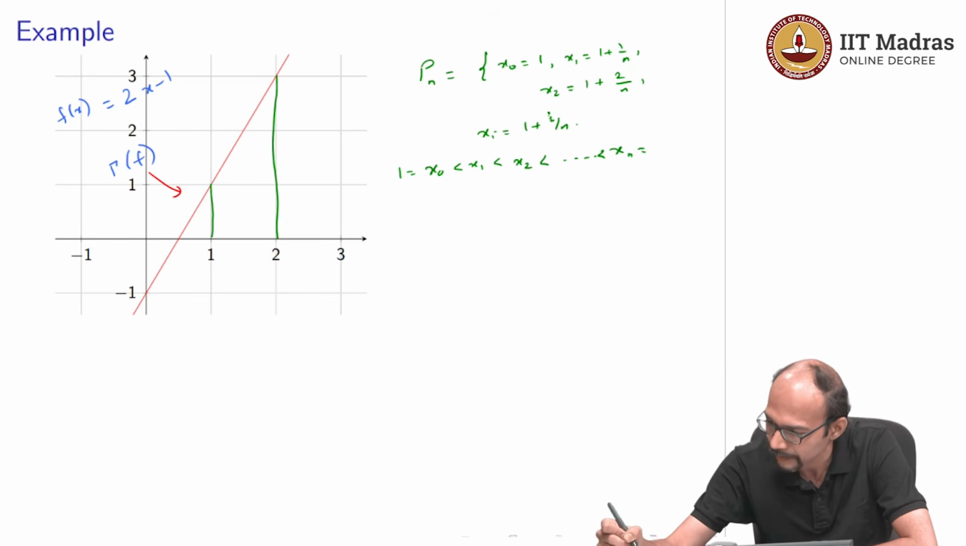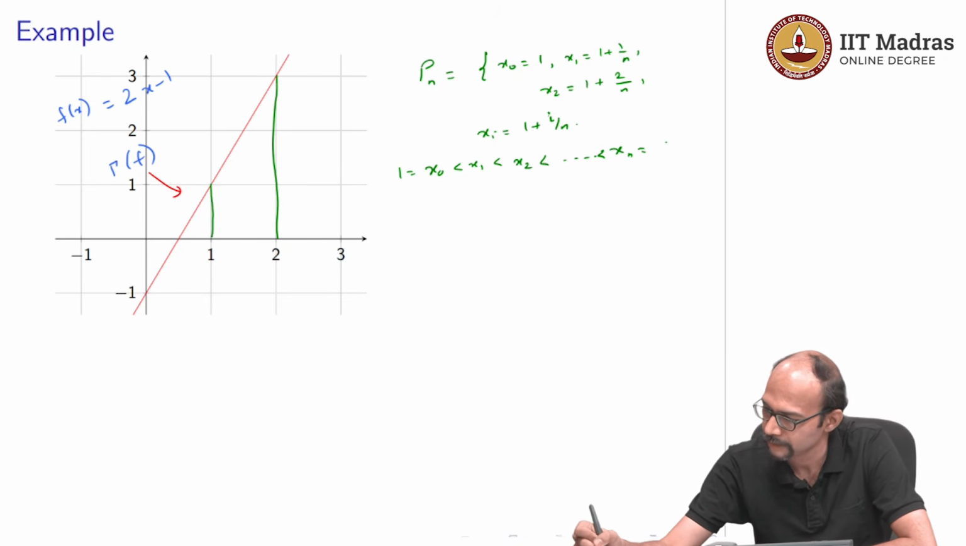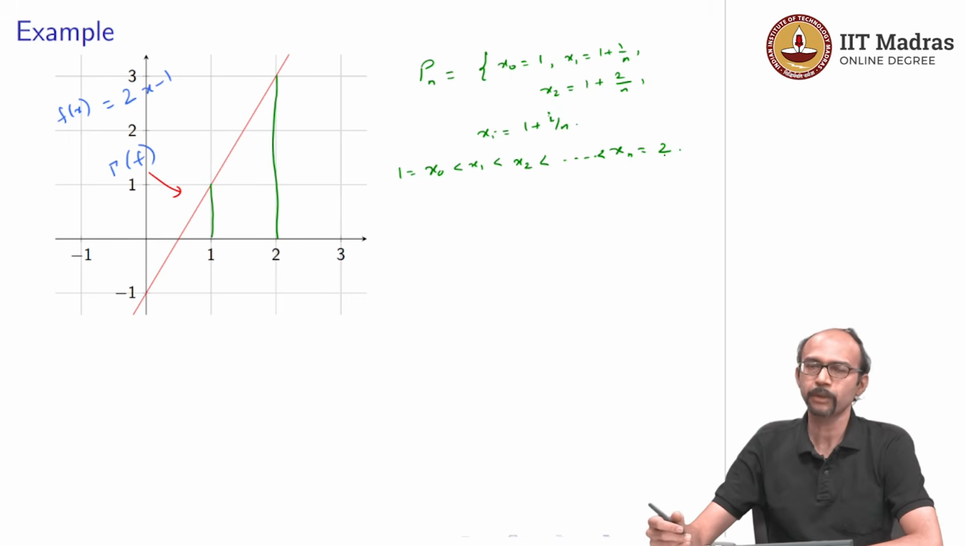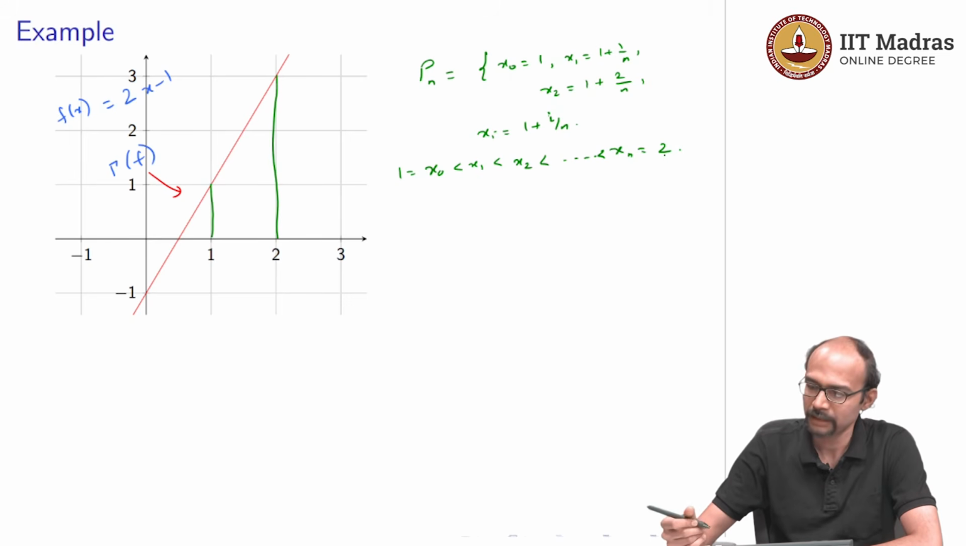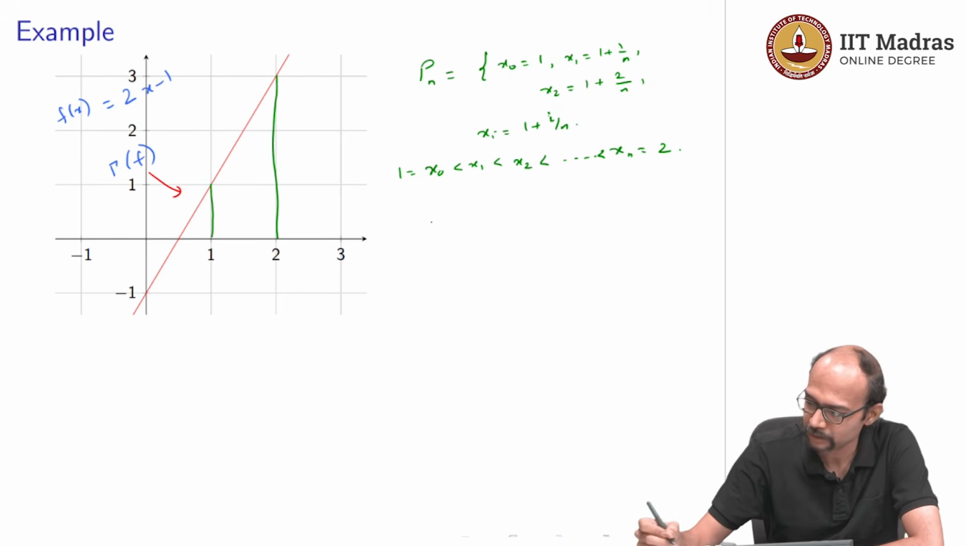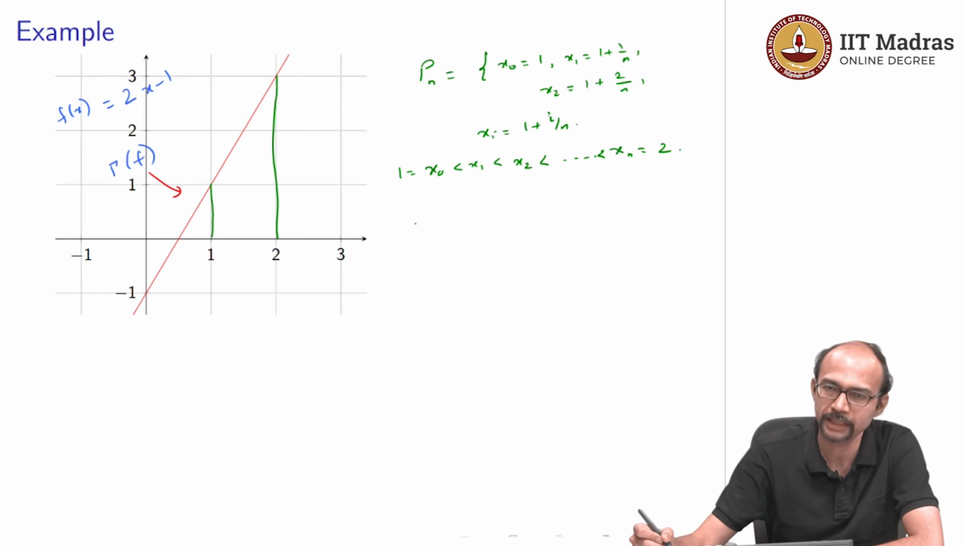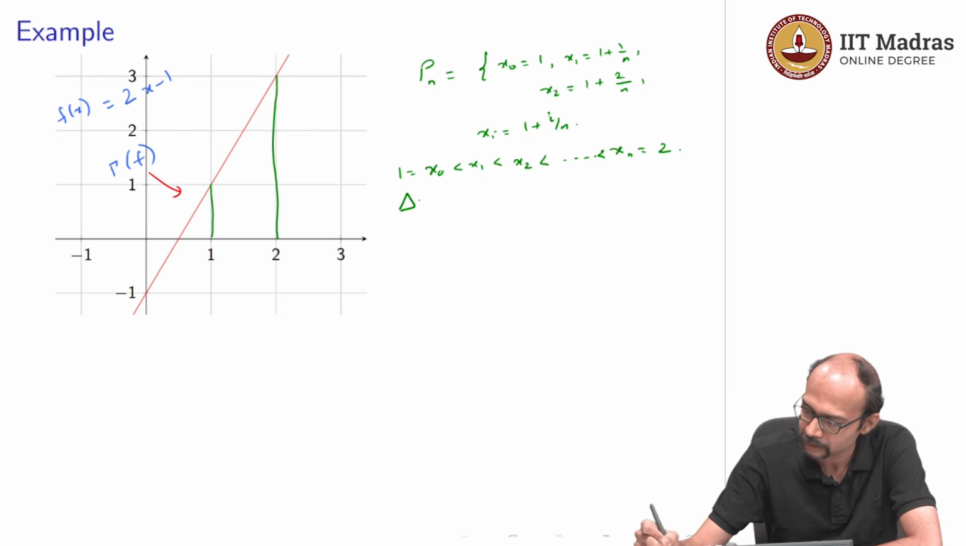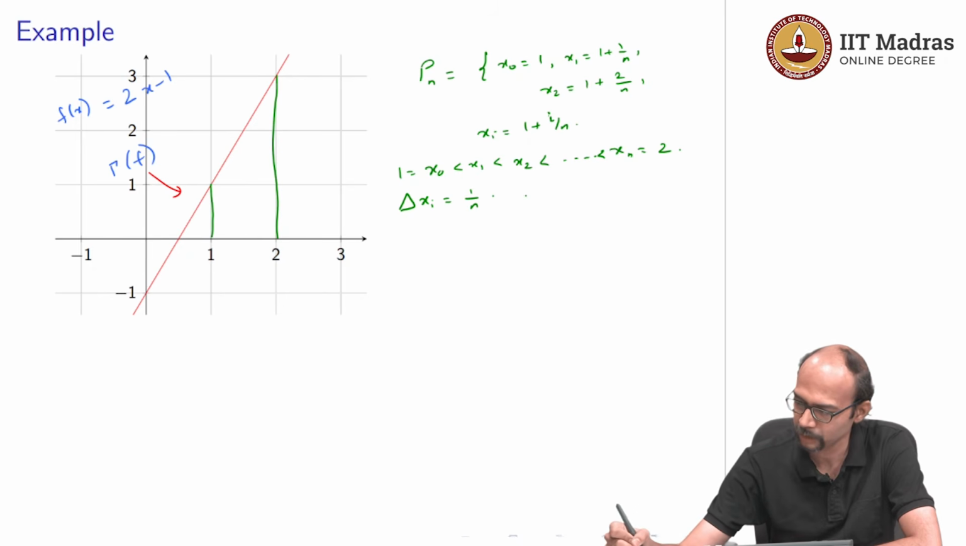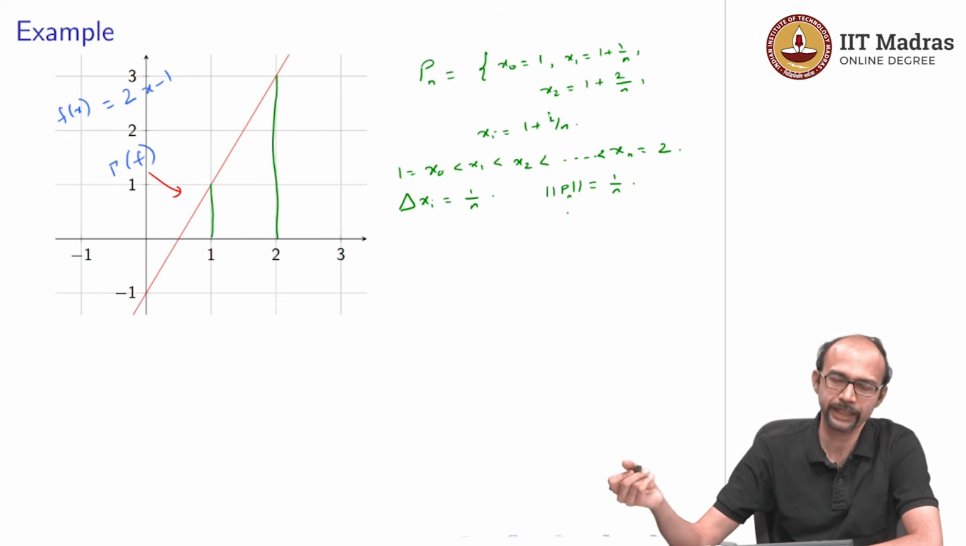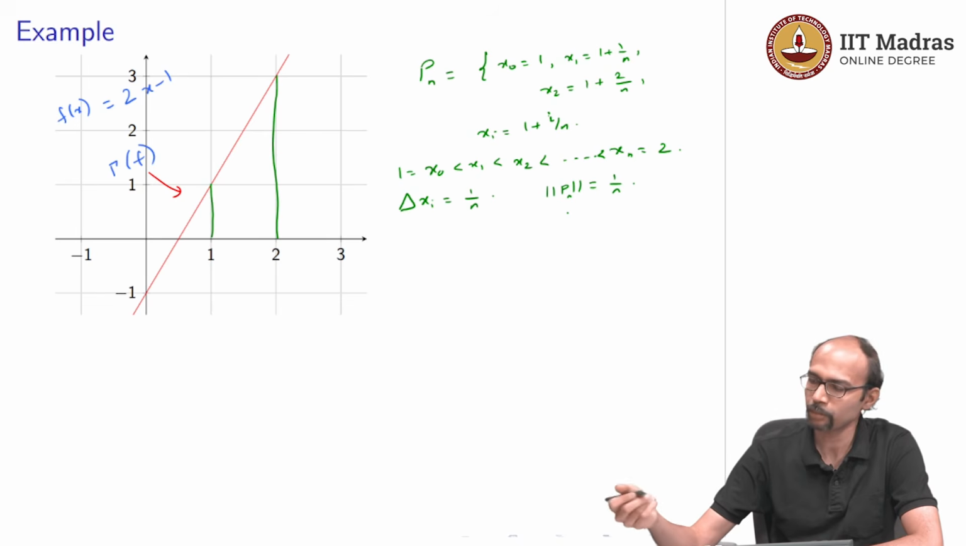So, this is 1 plus i by n, just in case that was not visible. So, this is 1 plus n by n, which is 2. Okay. So, I am dividing my interval 1 comma 2 into n equal parts. So, each part has size 1 by n. So, delta x_i is 1 by n, and so norm P is also going to be 1 by n, and then we will allow n to go to infinity. So, norm P will go to 0.